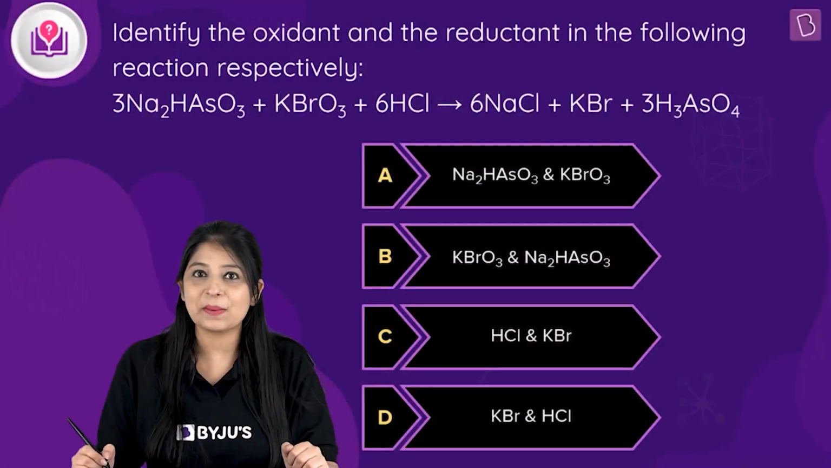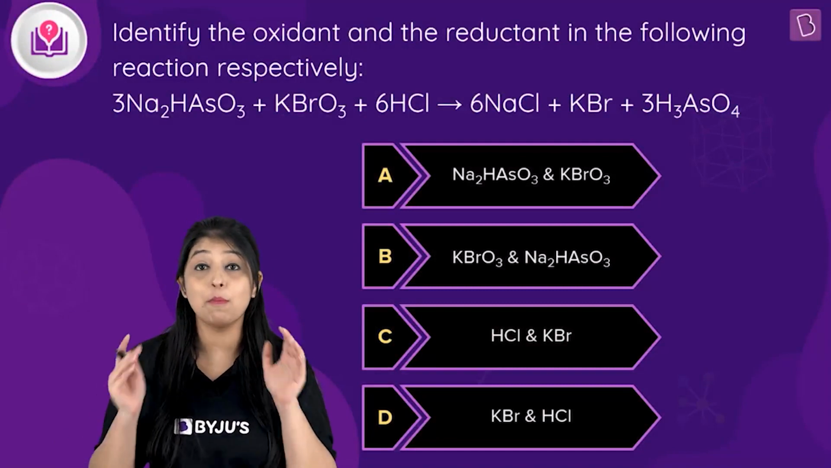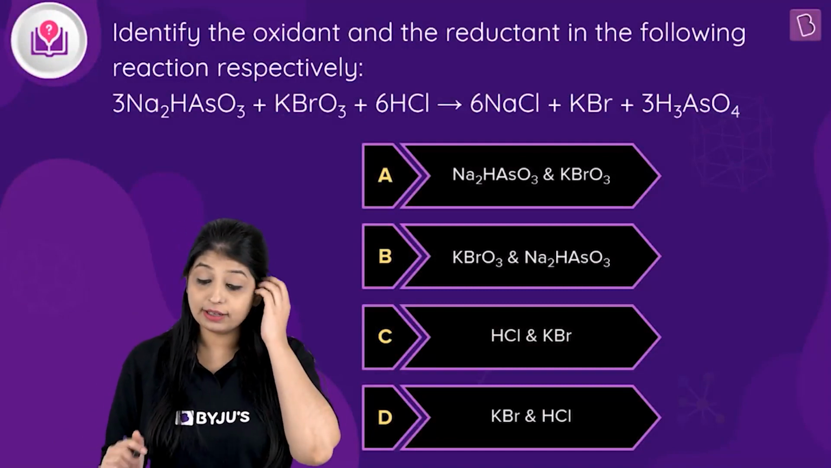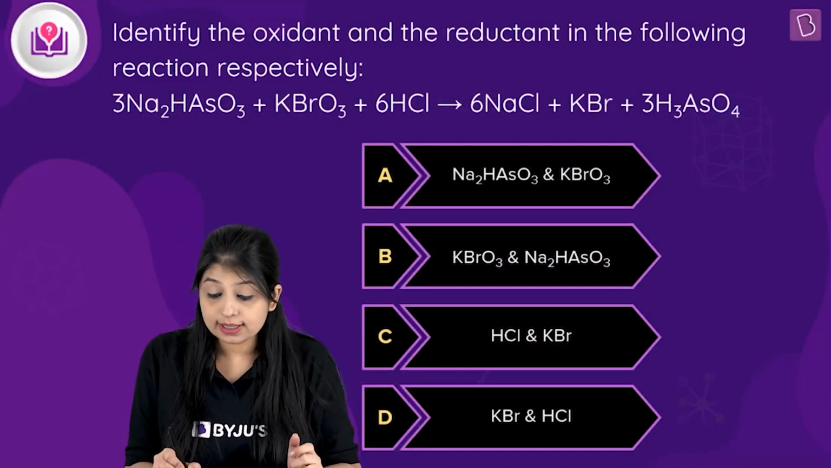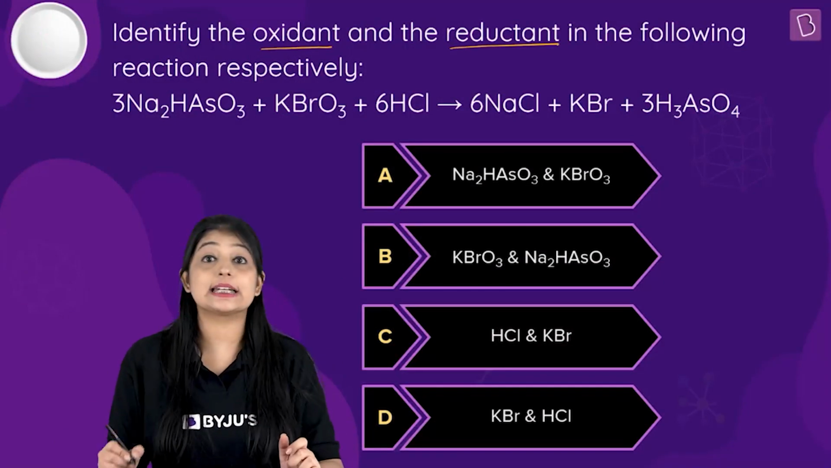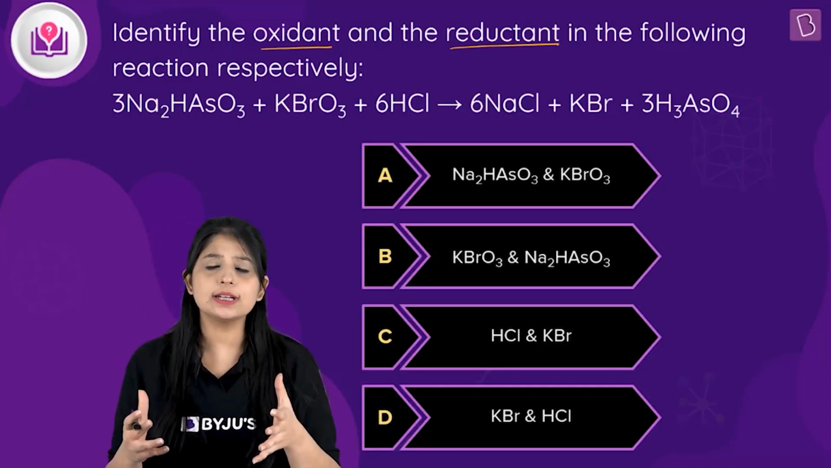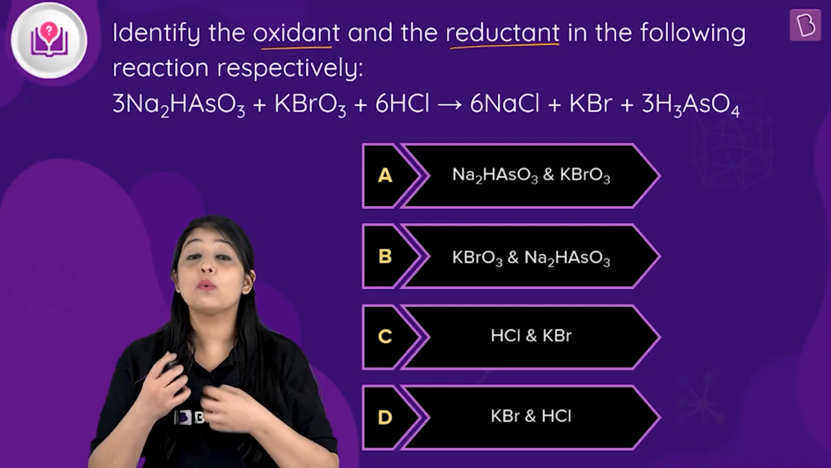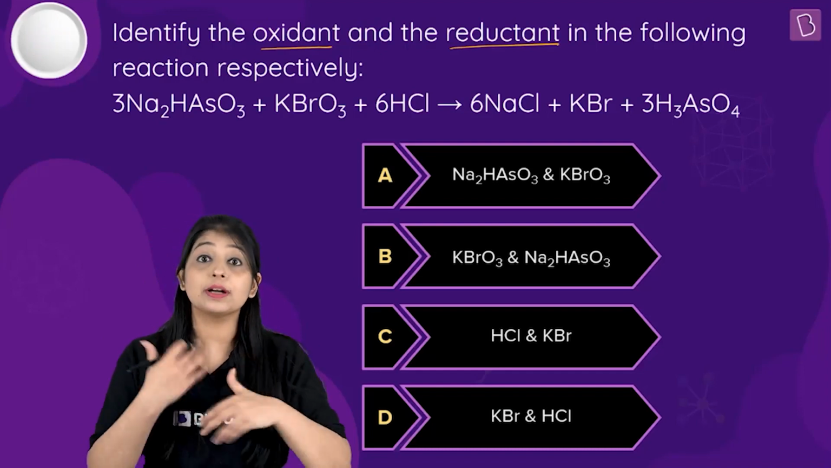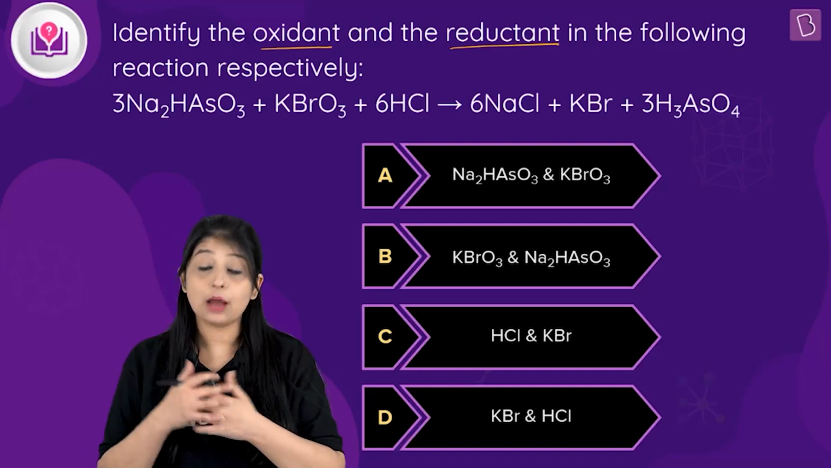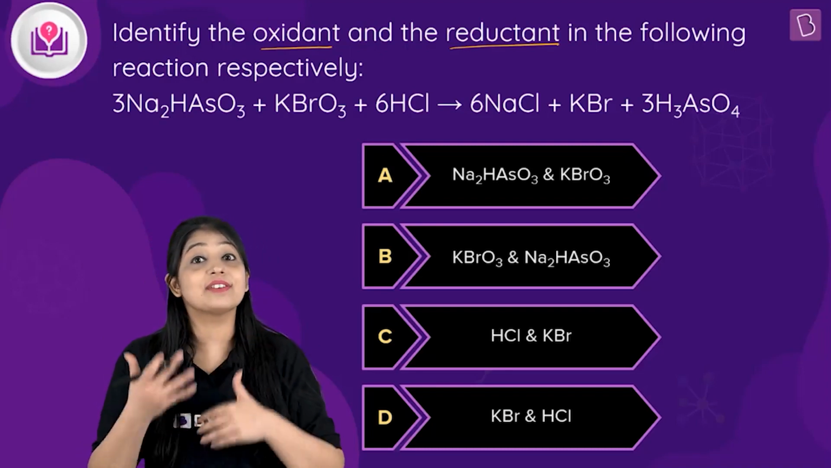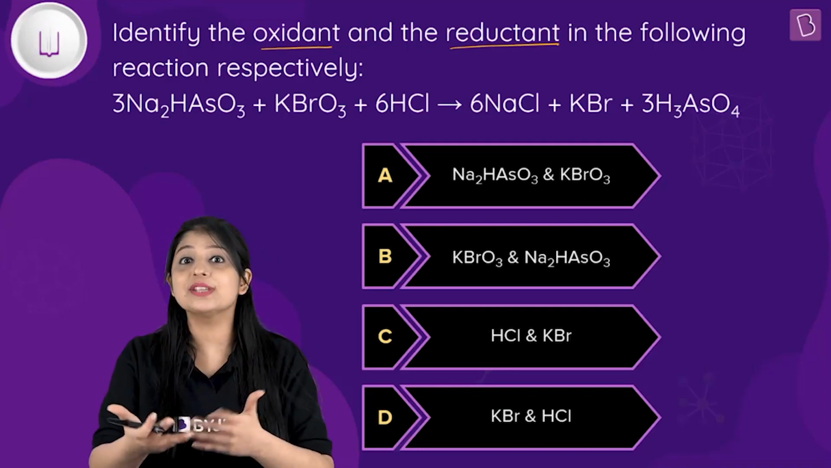Let's have a look at this question. Here we are given a balanced reaction, and we have to find out which one is the oxidant and which one is the reductant. So what is an oxidant? Well, it's a molecule or a compound which itself gets reduced but oxidizes the other. And what is a reductant? Well, it itself gets oxidized but reduces the other.